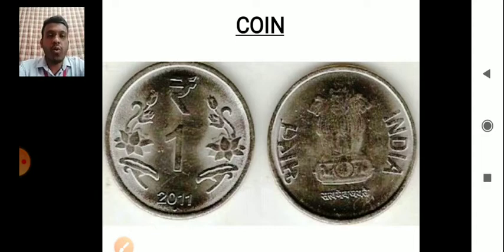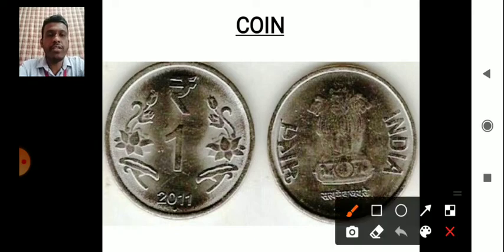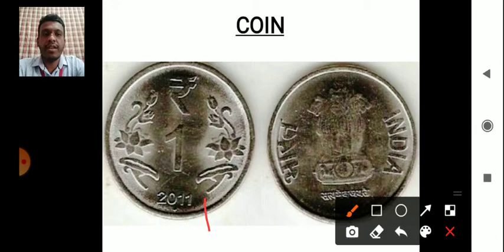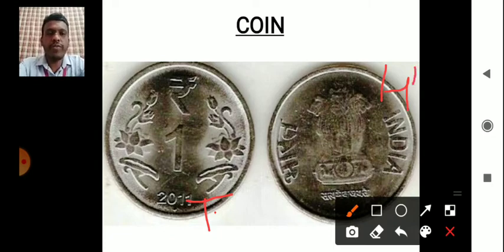As you all know, a coin has two faces. This one is the tails and this one is the heads. It has these two faces. One face is known as the tail and one face is known as the head.